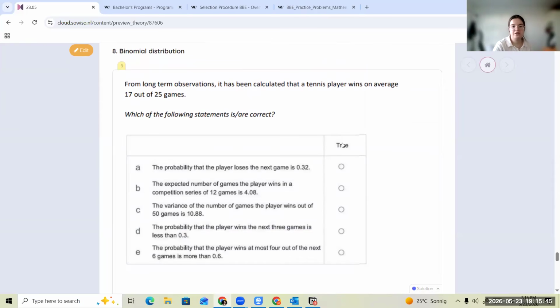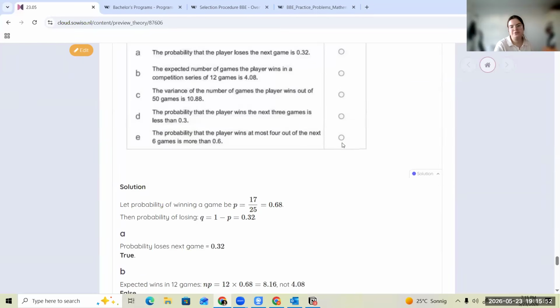And then, for long-term observation, it has been calculated that a tennis player wins on average 17 out of 25 games. Amazing. That's all you have, no text. Great. Here, the probability of winning a game is, on average, how many he wins divided by how many games there are in total. The probability of losing is the opposite of that.